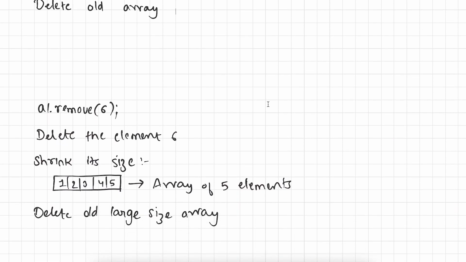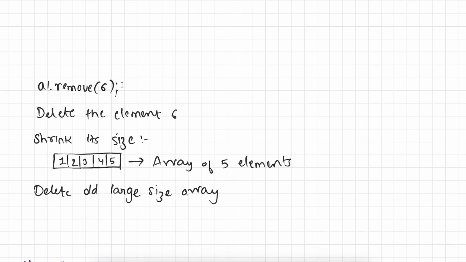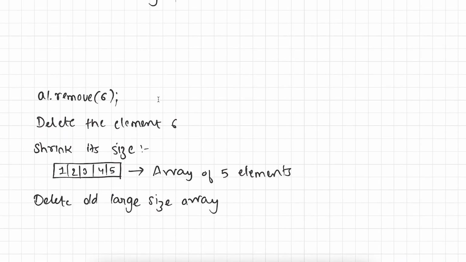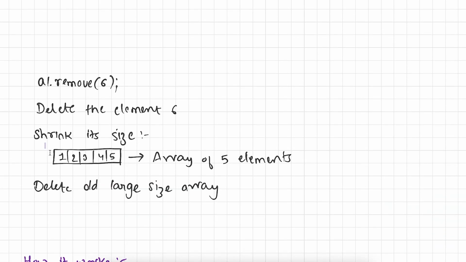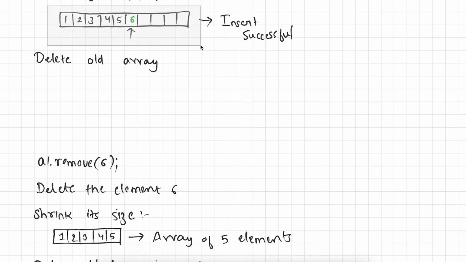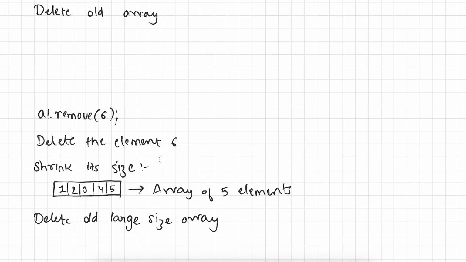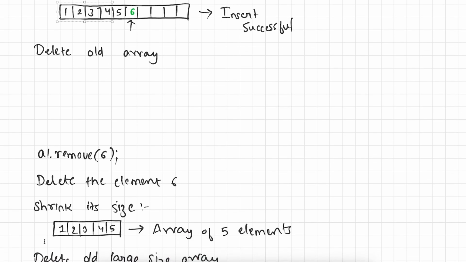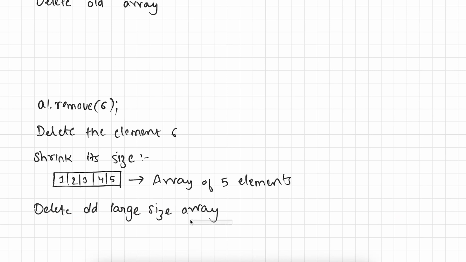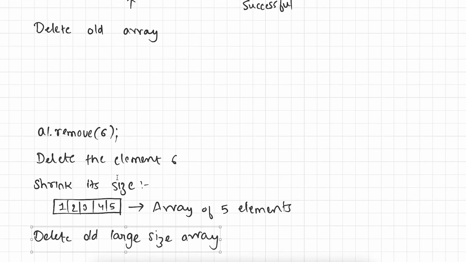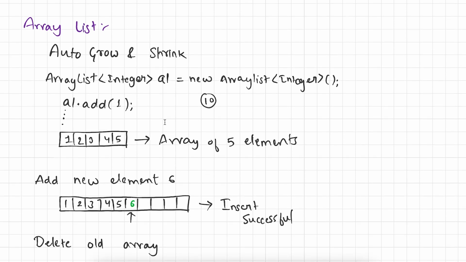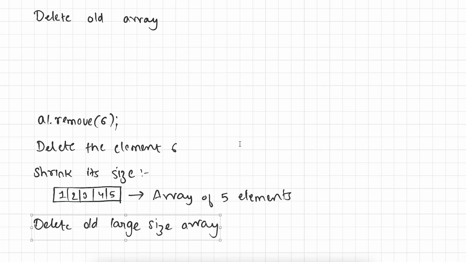What happens if we want to remove an element? Let's say we remove the 6 from the ArrayList. In this case it is going to shrink its size. It creates a new array of size less than the previous array, copies all the elements from the previous array to the new array, removes element 6, and then deletes the old array. This is how it shrinks in size, and here you can see that it grows in size. We call it the growing phase and the shrinking phase.